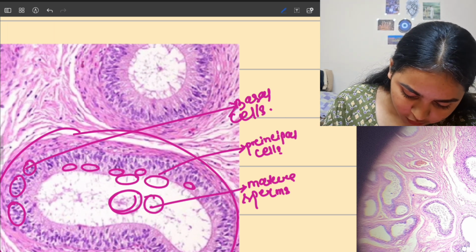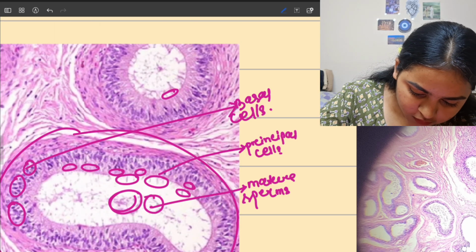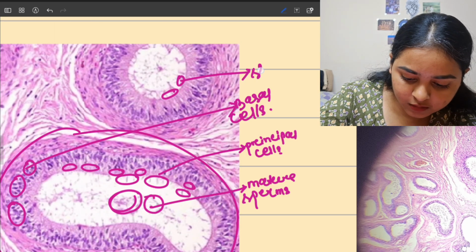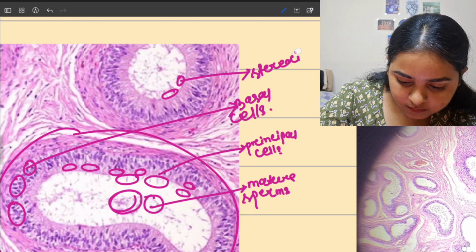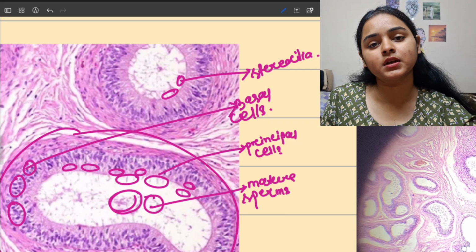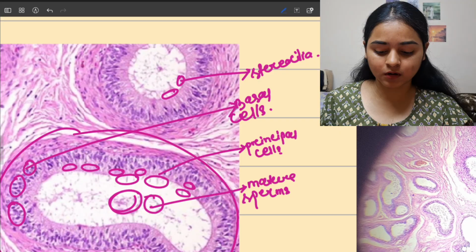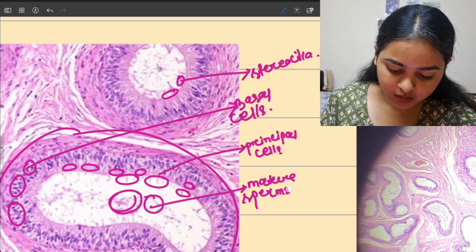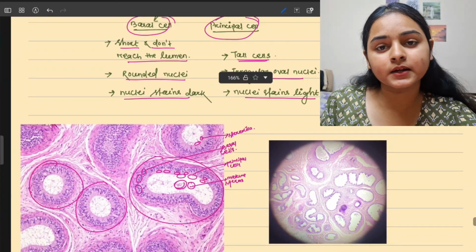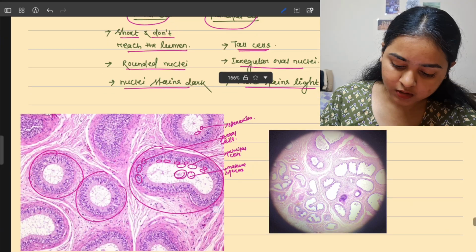see these small protrusions? These small protrusions are the stereocilia present. So what is the function of the stereocilia? The stereocilia propel the sperms throughout the epididymis, throughout the tubules of the epididymis. Okay, now you can easily identify the slide of epididymis.